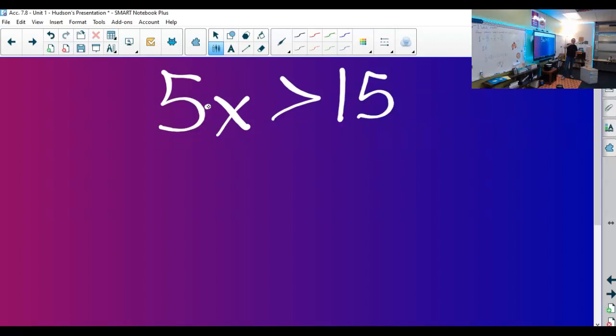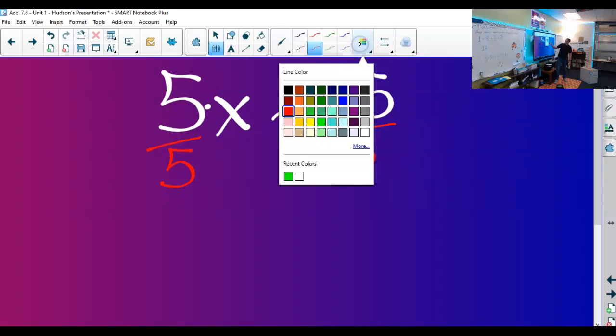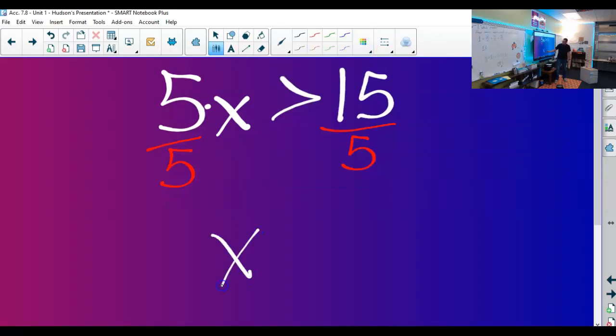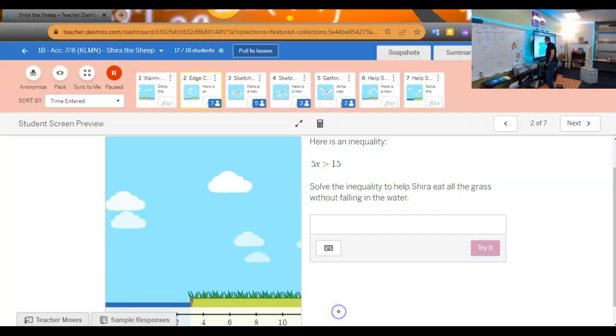How can I undo the 5 times? Anybody? How do I undo multiplication? Division. So on your paper where it asked what did we do, you could make a little note that we divided to undo the multiplication, and then we got x is greater than 3. So hopefully all of us have x is greater than 3, or if not, now we can all move on from this slide once we get this typed in.